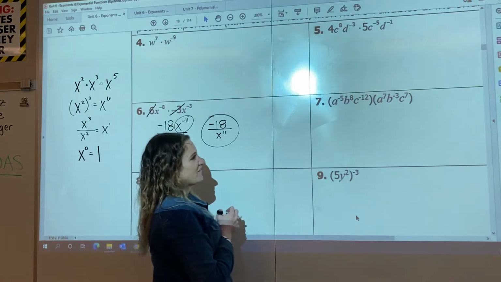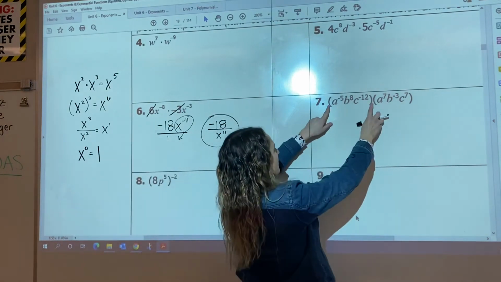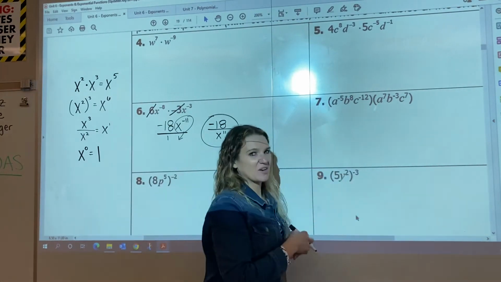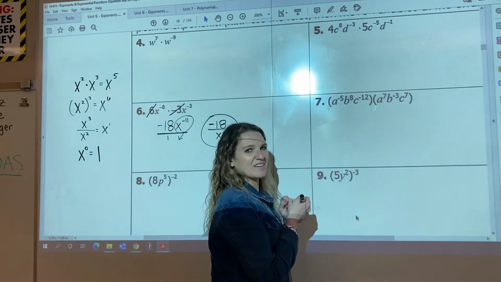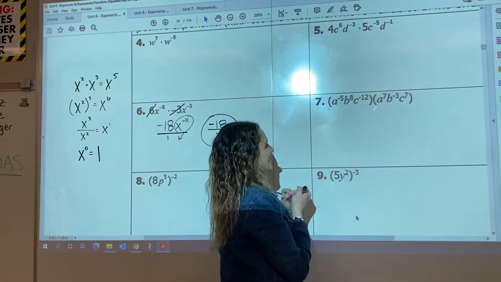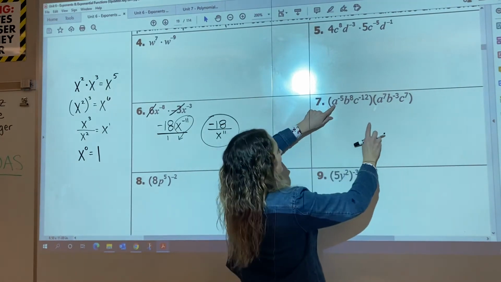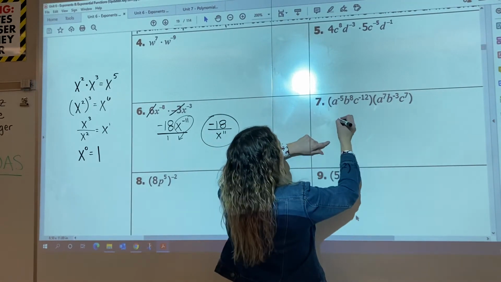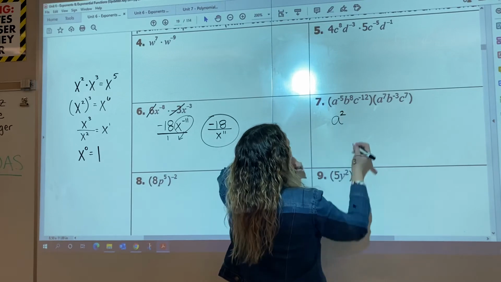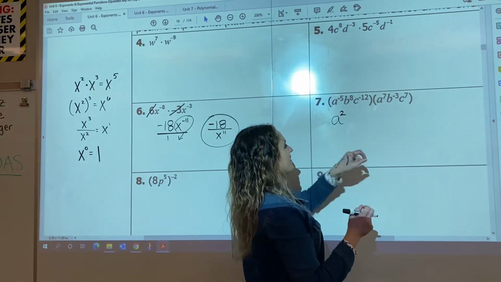Let's look at number 7. All right, my coefficients for both of these are 1, so I'm not going to worry about that because 1 times 1 is 1. Let's find a similar basis and multiply across, adding our exponents. A to the negative 5th times a to the 7th give me a squared, because negative 5 plus 7 gives me 2.